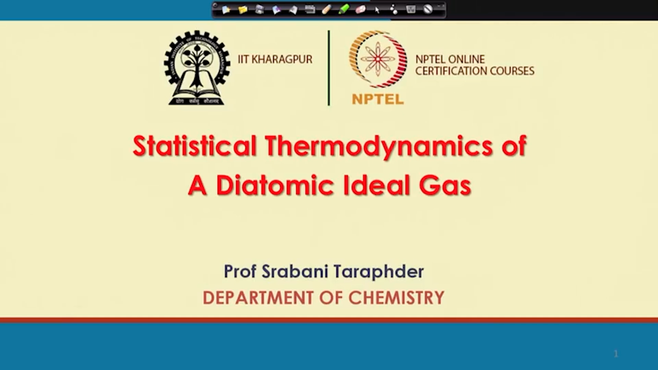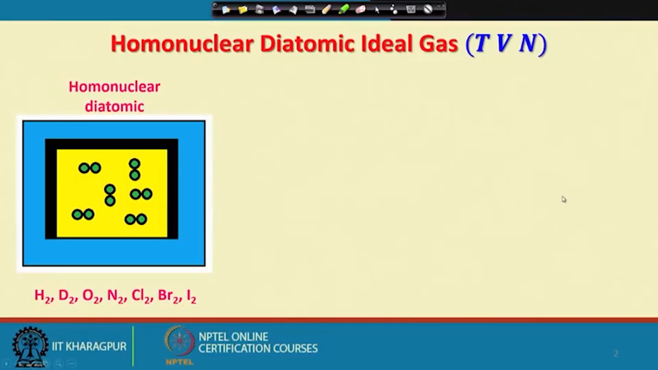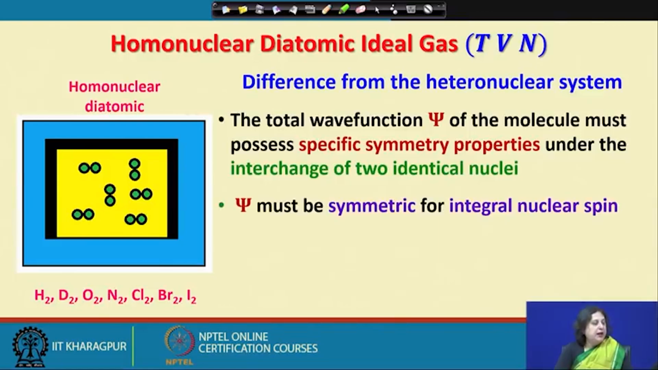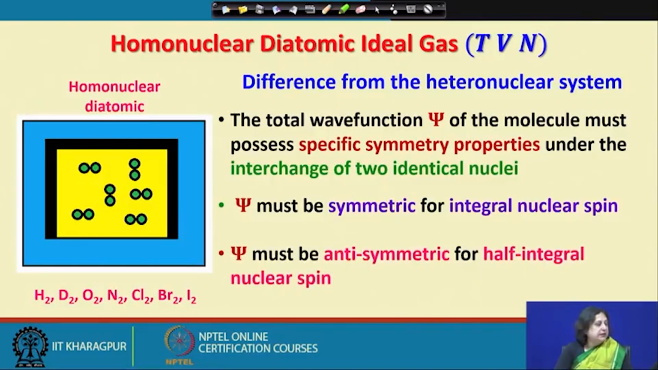Welcome back. Let us quickly recapitulate what we have been discussing in the statistical thermodynamics of a diatomic ideal gas. Here we are trying to see what happens for a homonuclear diatomic ideal gas, as different from the heteronuclear system. We have already specified that in the case of a homonuclear diatomic, there are certain symmetry properties of the total wave function that are required, depending on whether there is an integral or half integral spin on the nucleus.